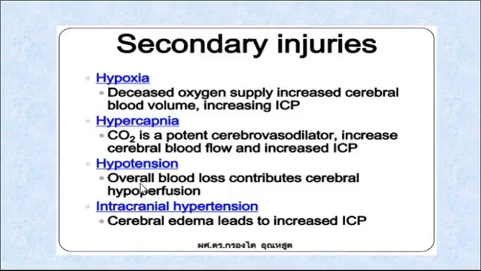Then your hypotension, overall blood loss contributes to cerebral hypoperfusion. Also, it talks about your CPP, cerebral perfusion pressure, the pressure gradient over which the brain is perfused. You need to keep, well, there's a calculation. You don't need to know that calculation for that.